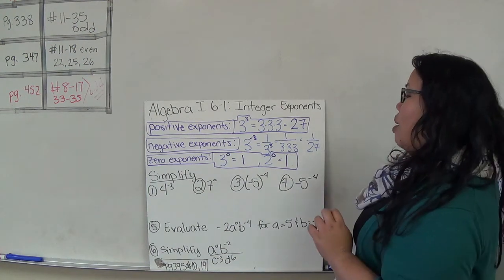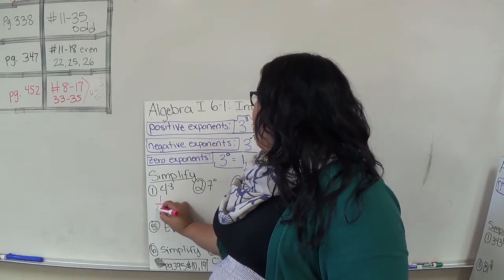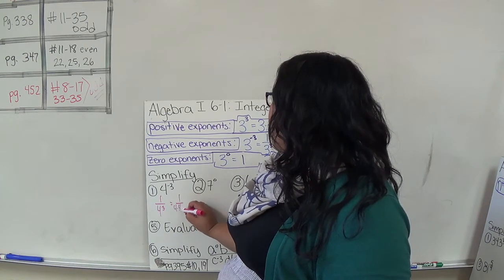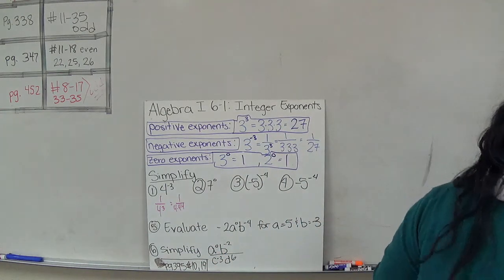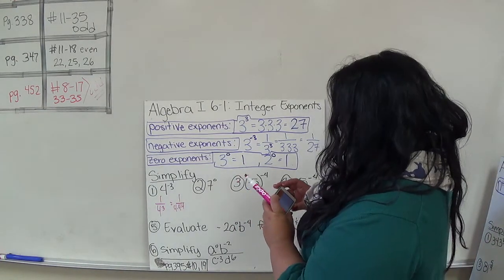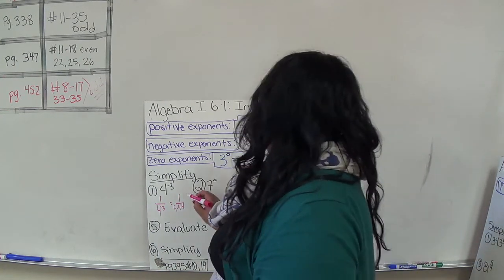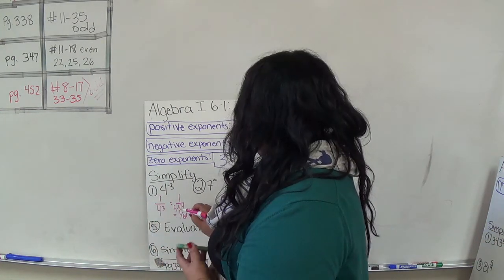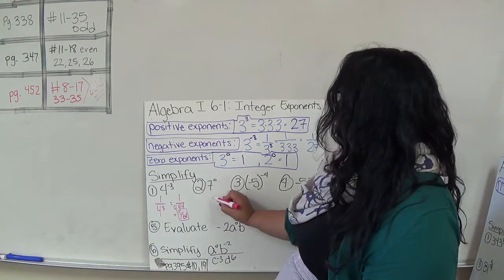So let's try. 4 to the power of negative 3 is 1 over 4 to the power of 3, which is 1 over 4 times 4 times 4, which is... I'm going to pull out my calculator. So 1 over 64. Okay? 7 to the power of 0 is just 1.